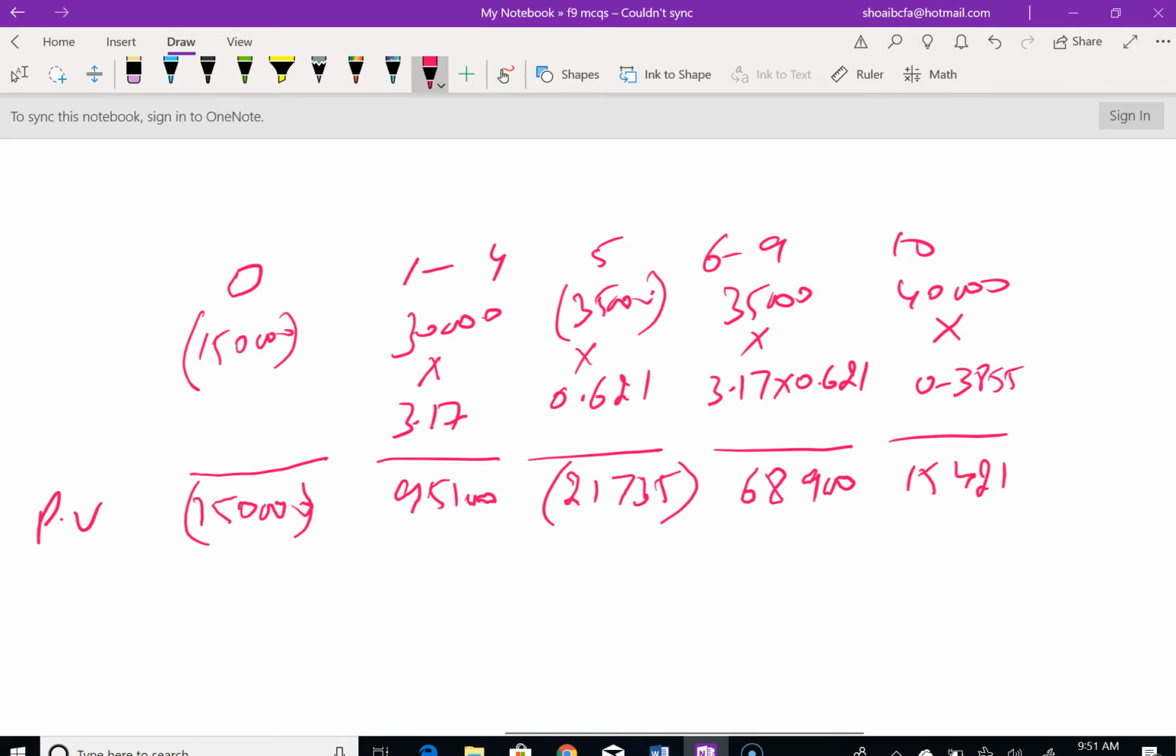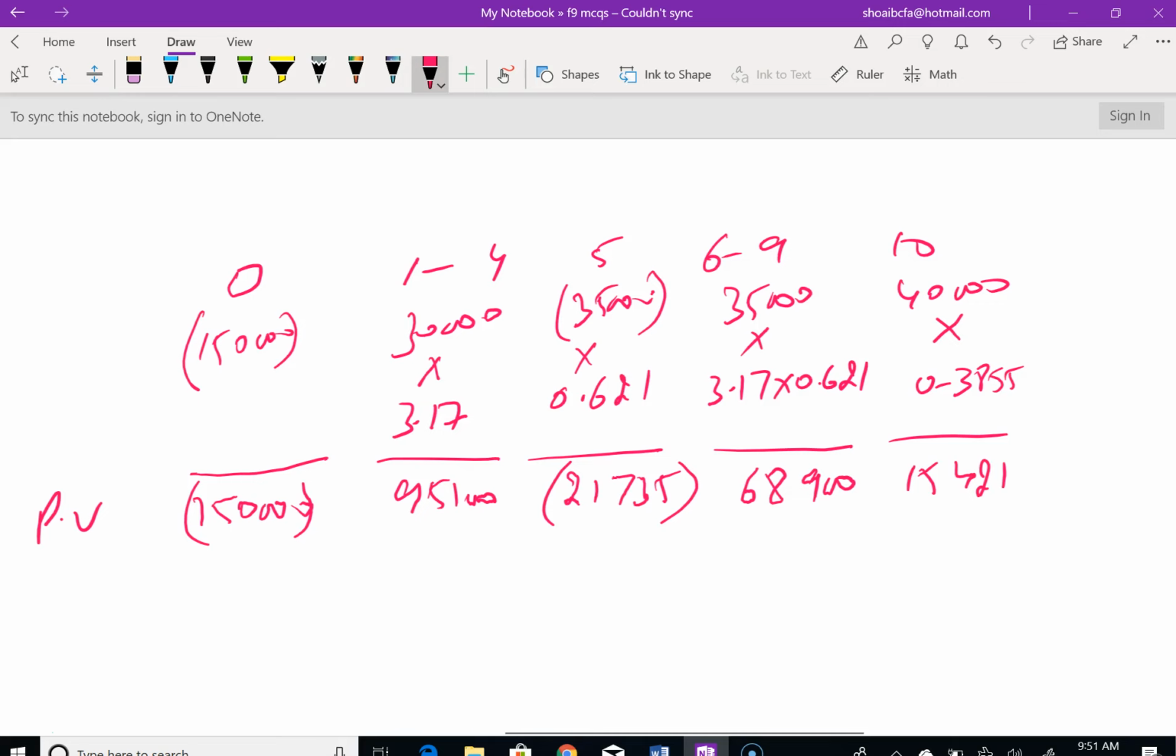In the first year, it is 150,000. By multiplying with the NPV factor of 4 years, the present value is 95,100. And in year 4, this is a single cash flow. And whenever there is a single cash flow, apply the discount factor, and its present value is 21,735.